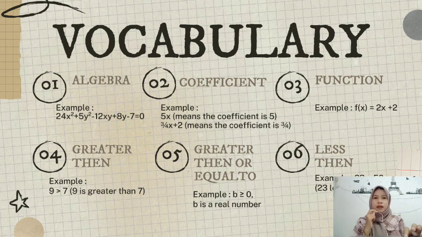Fourth, greater than. Meaning in Indonesian is lebih besar dari. The sign greater than can be used to show the difference in the number of objects that are more than the number of other objects. Example, 9 is greater than 7.